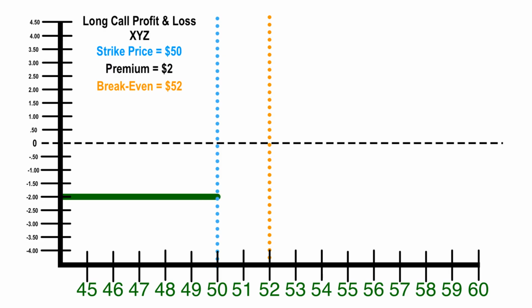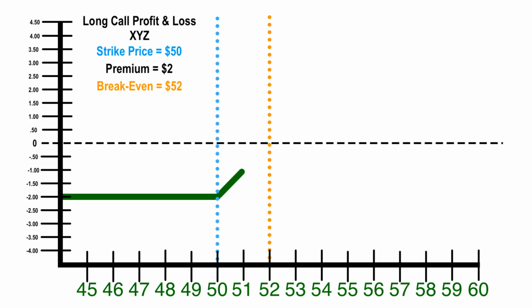At a stock price of $50, the option reaches its strike price and is considered at the money. At this level, the call option still has no intrinsic value, because the stock price is equal to the strike price, not above it. The $2 premium paid has not yet been recovered, so the position remains at a net loss of $2. This highlights that even when the stock reaches the strike price, the trade is not profitable. The stock must move beyond the strike and toward the break-even point of $52 to begin offsetting the initial cost.